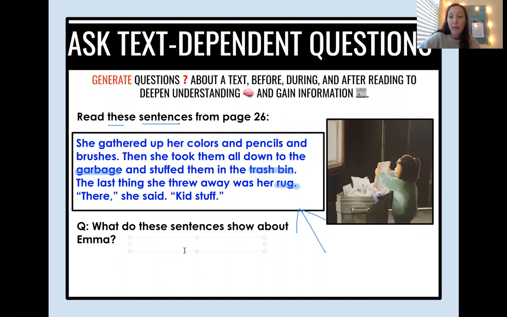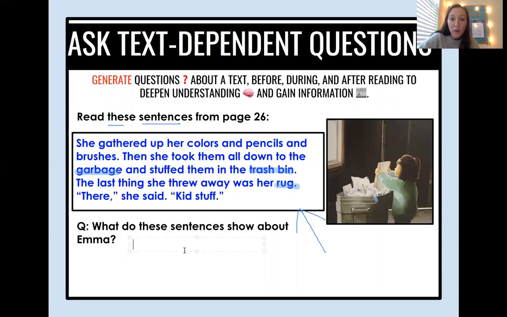Do they show Emma drawing? No. Do these sentences show Emma winning art competitions? No. Do these sentences show Emma with her creatures? No. So what do just these sentences tell us about Emma? She's not drawing, she's not looking at her creatures, she's not winning awards. So what is she doing? She is throwing away her stuff.